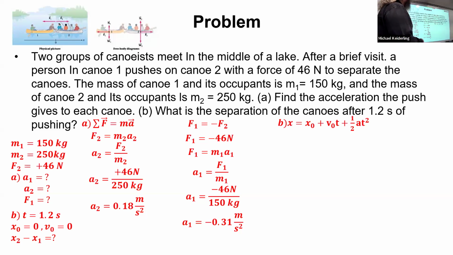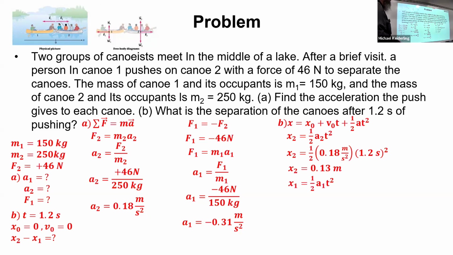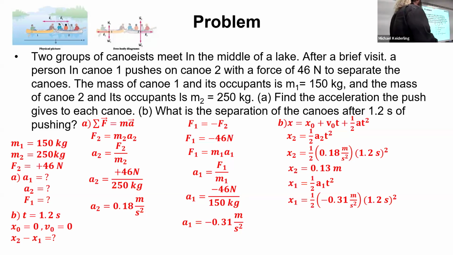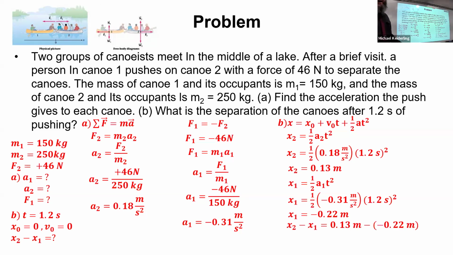So the general formula for x, from back in chapter 2, is x naught plus v naught t plus 1/2 acceleration times t squared. So x2 is 1/2 acceleration 2 times time squared, because x naught and v naught are 0. So 1/2 times 0.18 meters per second squared times 1.2 seconds quantity squared, or 0.13 meters. x1 is going to be 1/2 acceleration 1 times time squared. So 1/2 of negative 0.31 meters per second squared times 1.2 seconds quantity squared, so we're going to get negative 0.22 meters. And the separation is just going to be x2 minus x1. So 0.13 minus negative 0.22, which comes out to 0.35 meters.